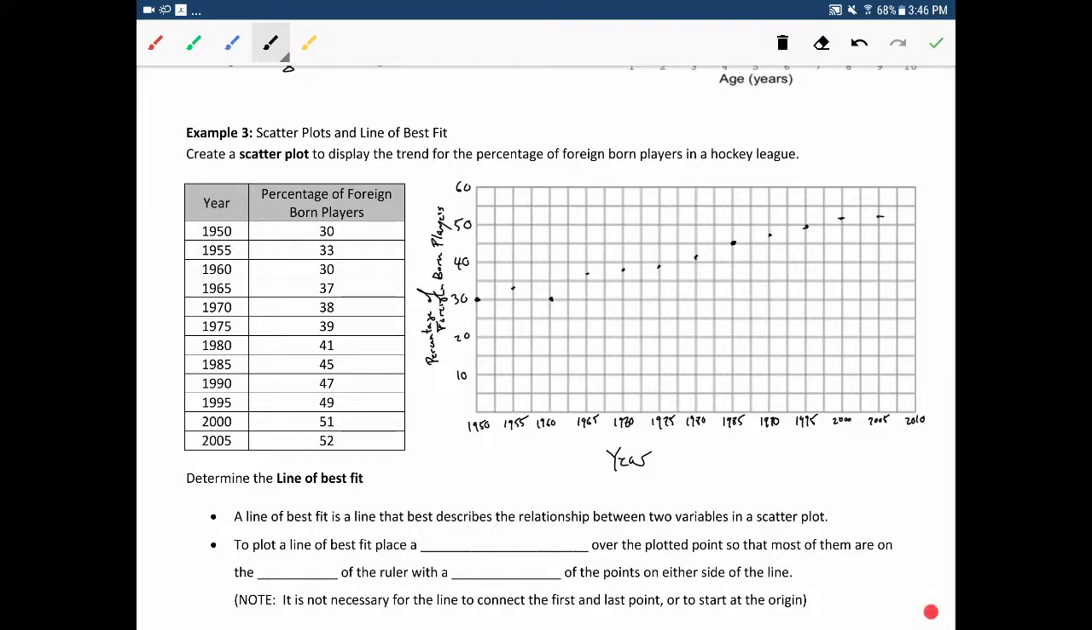So a line of best fit is a line that best describes the relationship between two variables in a scatter plot. So we basically just draw a line to show what's happening, or what the trend is. It doesn't actually have to go through all the points. It actually doesn't even have to go through any of the points sometimes. But it's the line that gets as close to as many points as possible. Okay?